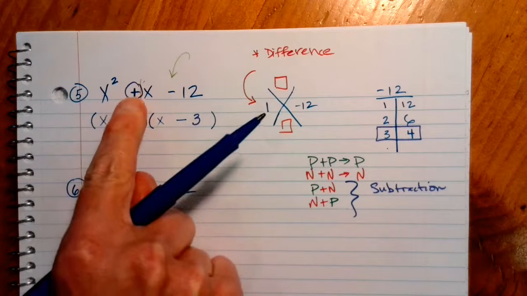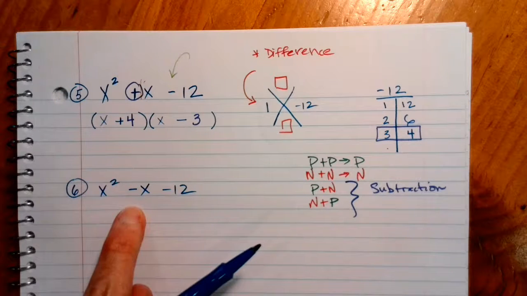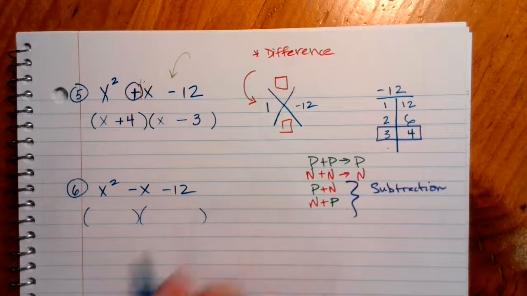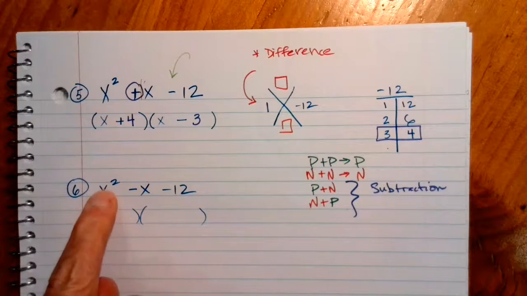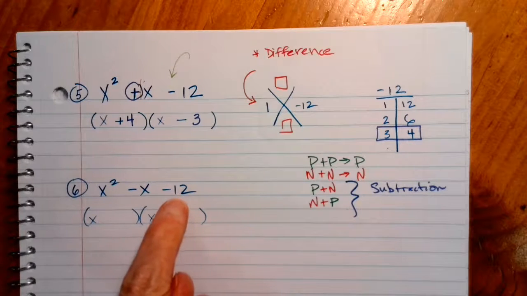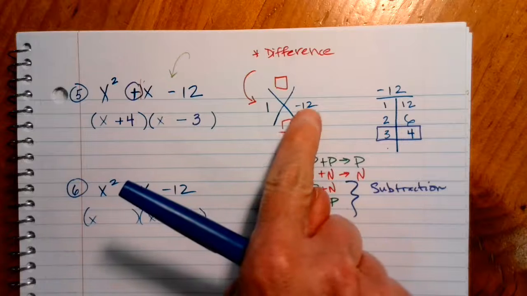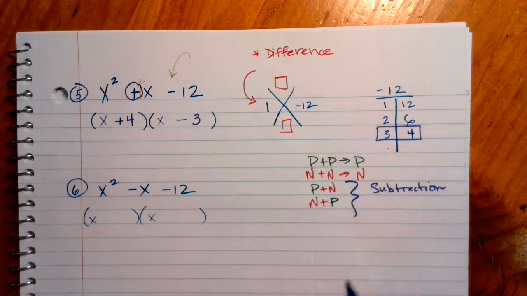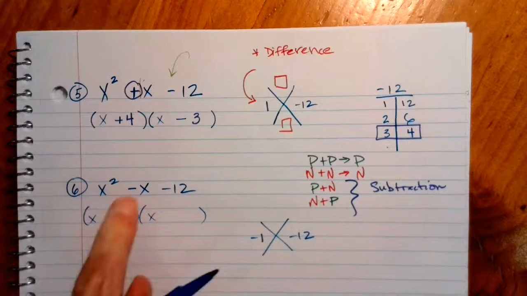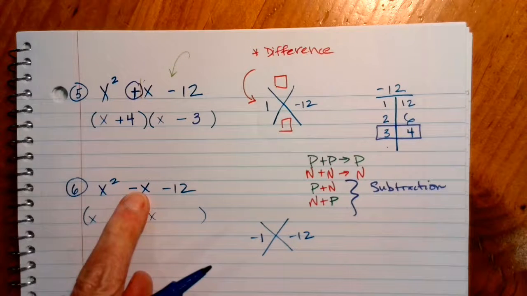Yeah, that sign here is different. So how do you think that's going to change our two binomial pairs? X is still going to split the same. X squared, I have 1x here and 1x here. But check out this 12. I still have a product of negative 12, but look at how my number puzzle changes. Now I have a sum of negative 1.